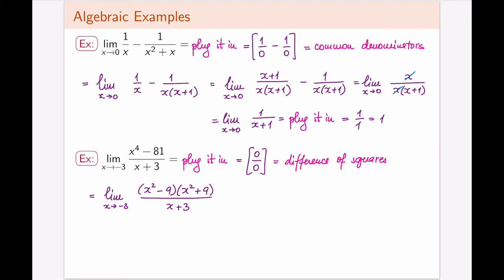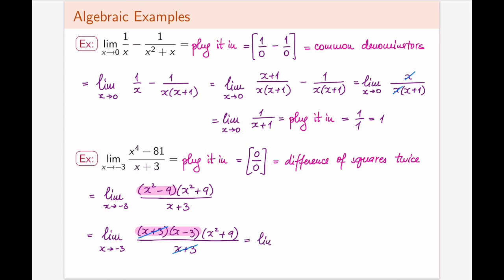So what I'm actually doing here is applying the difference of squares twice. In this case, I'm going to break up the x squared minus 9 into x plus 3 and x minus 3. Okay, so this is just for this expression right here. And then I still have my x squared plus 9 remaining as a factor, and my denominator has not changed from x plus 3. But now I can see that I have x plus 3 on top and on the bottom as factors, so they can cancel each other out.